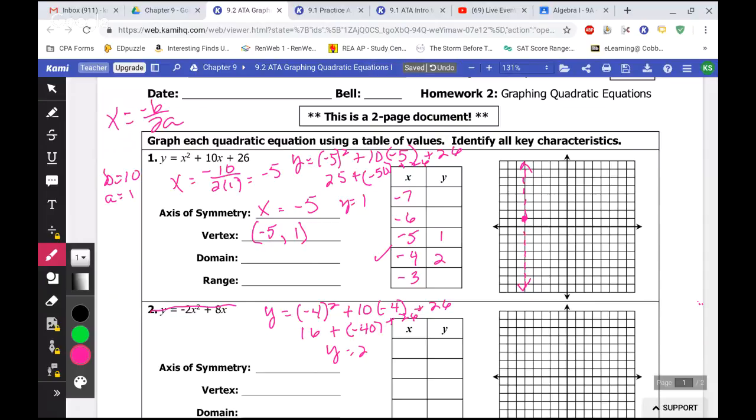So if I'm going to plot that point, sometimes I go ahead and plot as I go. 1, 2, 3, 4, up 2. What do I know about this point right here? Based on symmetry, what do I know? What would the y coordinate be? If you had to guess.